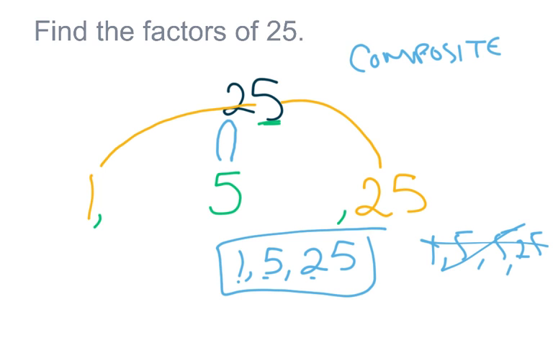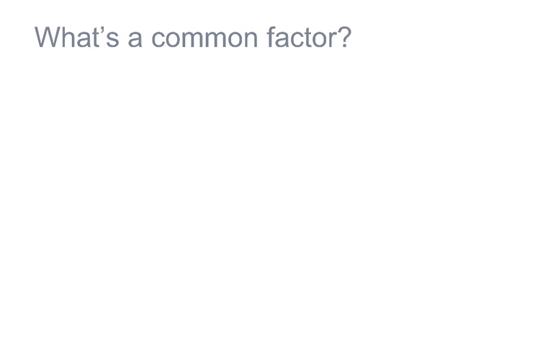Some of us might remember that there are composite numbers and then there are also prime numbers. We're going to talk more about composite versus prime tomorrow, but I just wanted to give you a heads up on that vocabulary. Okay, now what's a common factor?